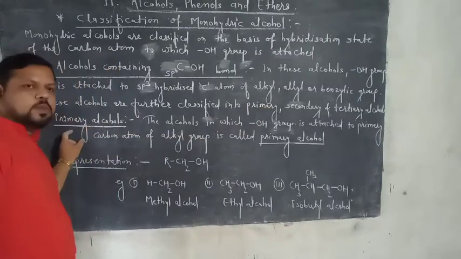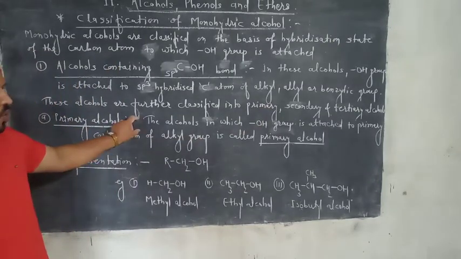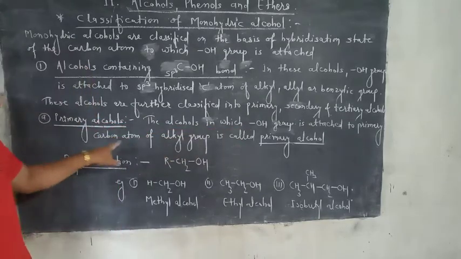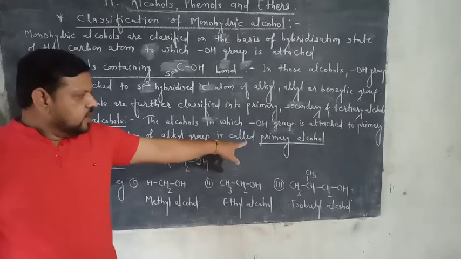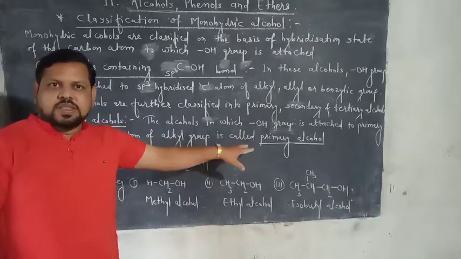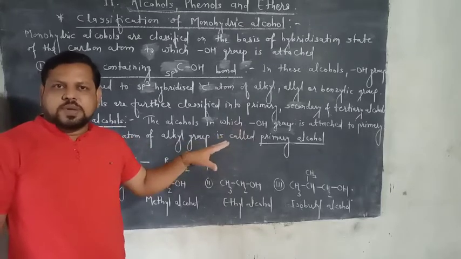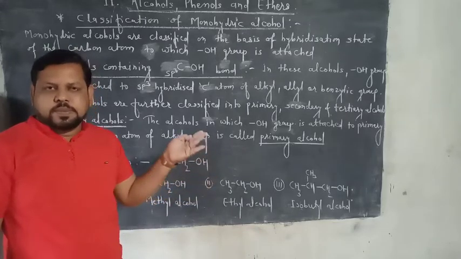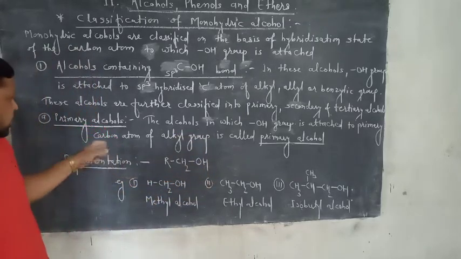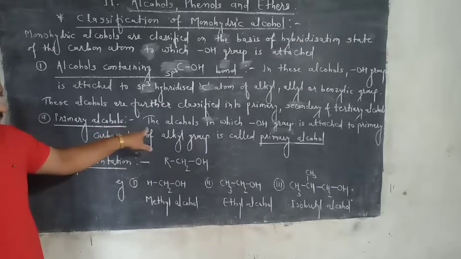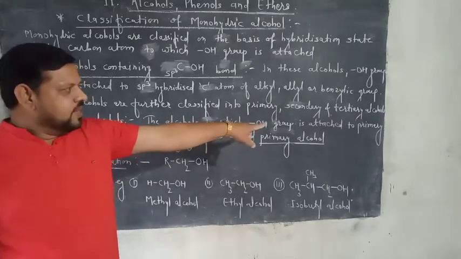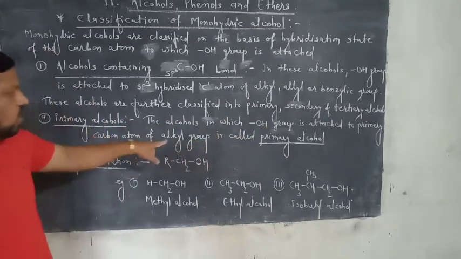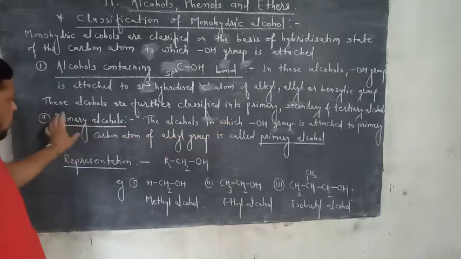First of all, we discuss primary alcohols. Primary alcohols are the alcohols in which the OH group is attached to a primary carbon atom of an alkyl group. In 11th class, we discussed the classification of carbon atoms: primary, secondary, tertiary and quaternary carbon atoms. So primary alcohols are those in which the OH group is attached to a primary carbon atom of an alkyl group.